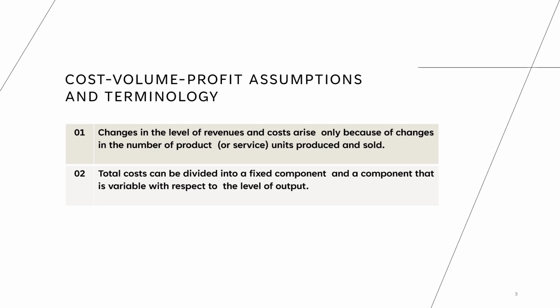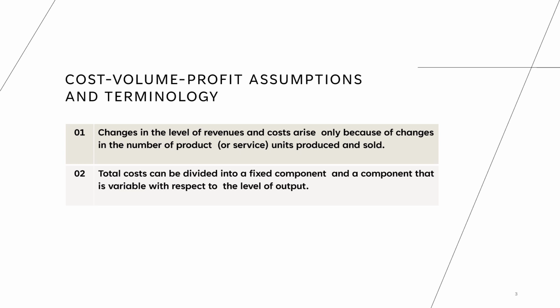And then the second assumption and terminology that you need to understand is that total cost can be divided into a fixed component and a component that is variable with respect to the level of output, as what we already understand. So the total cost itself refers to all the expenses by the business in producing goods and services. Total cost includes both fixed cost and variable cost.